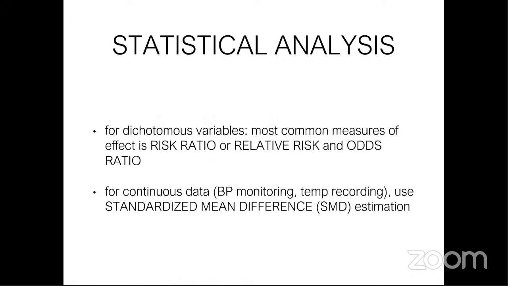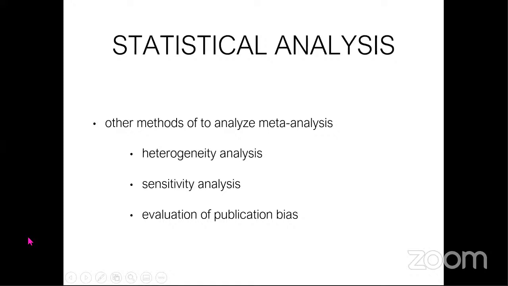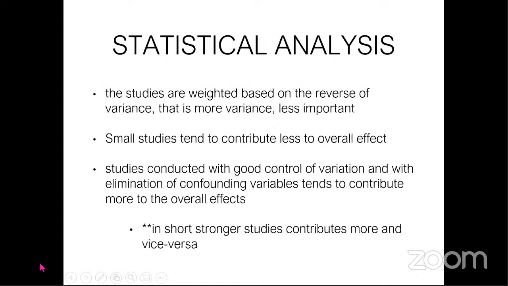So, statistical analysis. For variables, the most common measures of effect would be risk ratio or relative risk, and odds ratio. For continuous data, you use a standardized mean difference estimation. Other methods of analysis would be heterogeneity analysis, sensitivity analysis, and evaluation of publication bias.